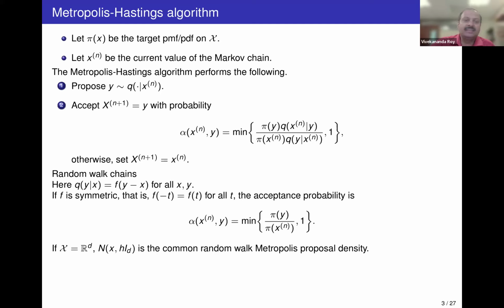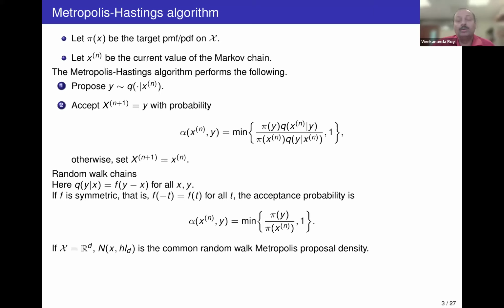And you can see this proposal density has one parameter, the tuning parameter h, which is the variance of this random walk. The larger values of the variance will propose larger moves, but at the same time, it might lead to a smaller acceptance rate. So this random walk proposal is very popular because of its simplicity, and also because a single parameter h can be used to tune the performance of the algorithm.